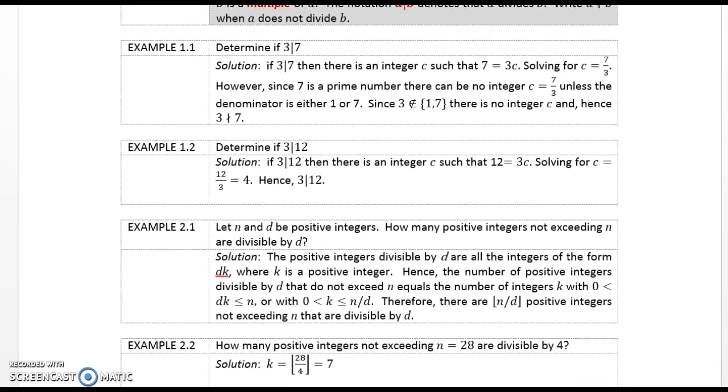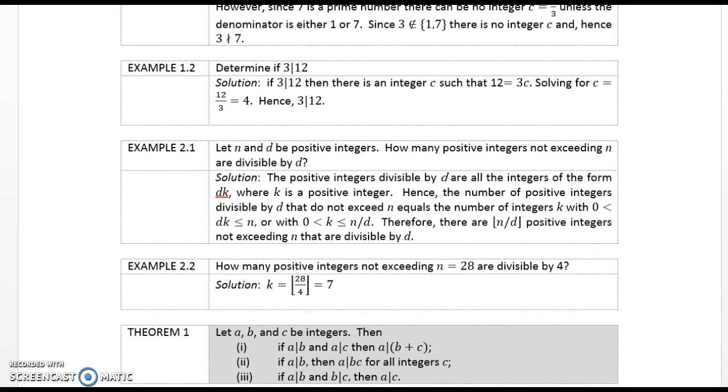Example 1.1. Determine if 3 divides 7. Solution. If 3 divides 7, then there's an integer c such that 7 is equal to 3c. Solving for c, c is equal to 7/3. However, since 7 is a prime number, there can be no integer c equal to 7 divided by 3 unless the denominator is either 1 or 7. Since 3 is not an element of the set {1, 7}, there is no integer c, and hence 3 does not divide 7.